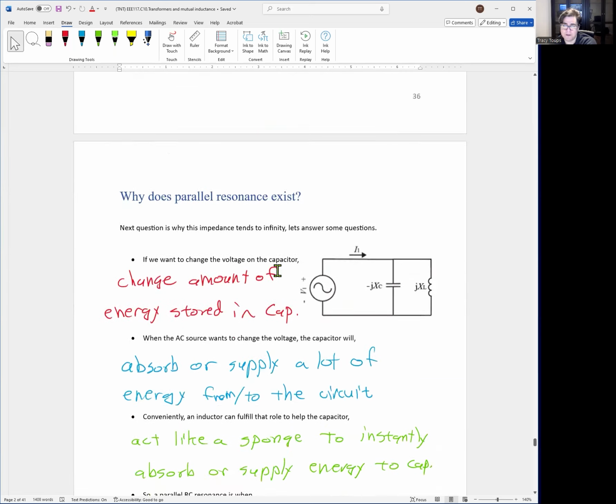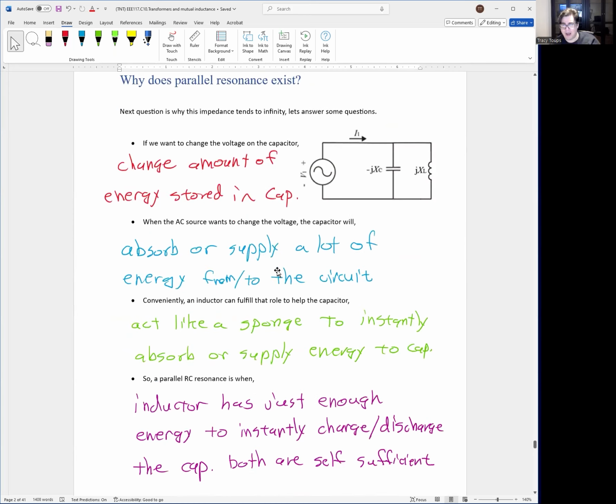Now, of course, the big question is, how does this even work? How do you make something infinite impedance and then turn it off from the circuit? Well, let's do our same analysis again. Because now we have things in parallel, let's think of the capacitor. The capacitor now is trying to fight the change of the voltage. If the source wants to change the voltage because it's an AC source, it's moving up and down.